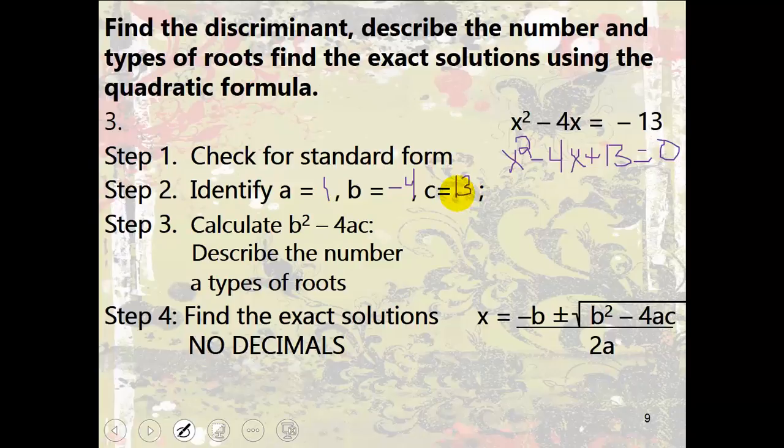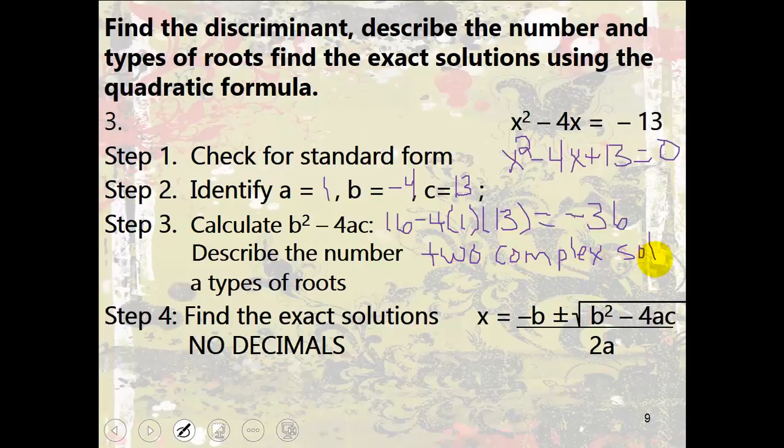Now I'm going to calculate b squared minus 4ac. -4 squared is 16 minus 4 times 1 times 13. When you plug that into your calculator or you do that math in your head, you get negative 36. This is a negative number. This means I'm going to get two complex solutions. They're imaginary, so they're not x-intercepts.